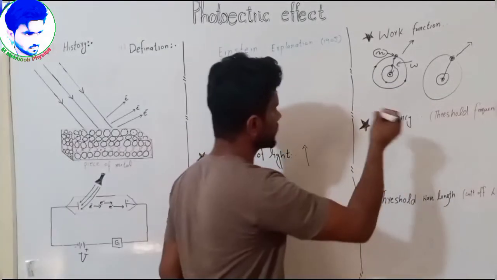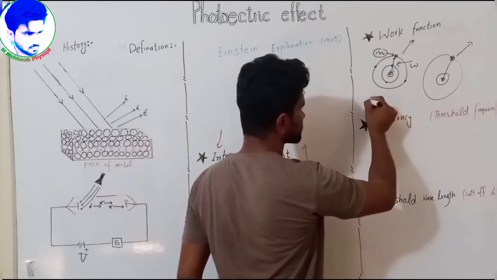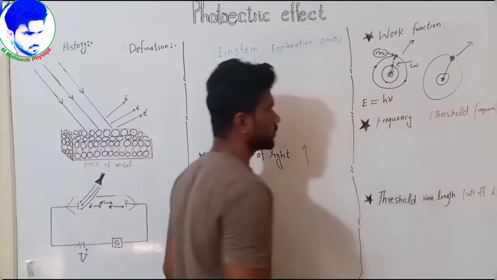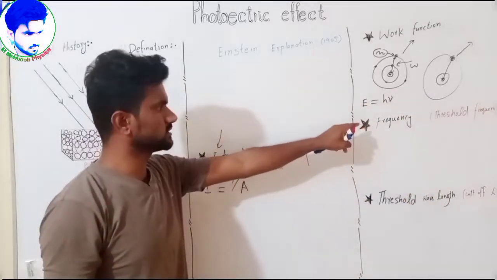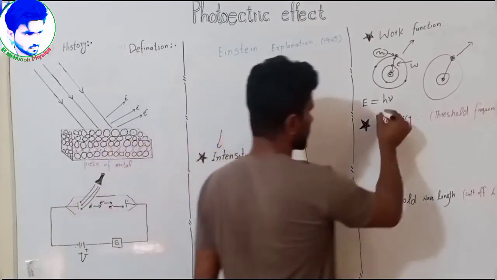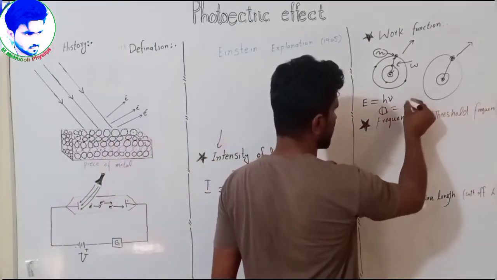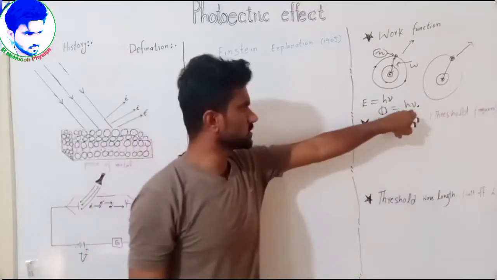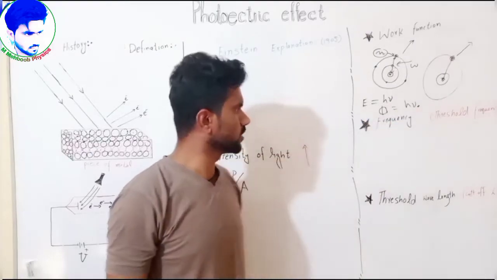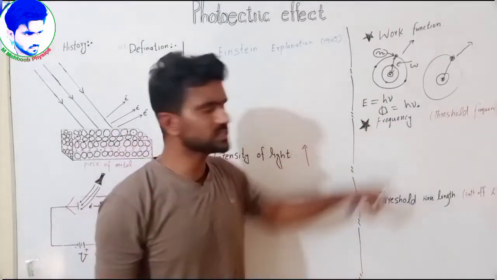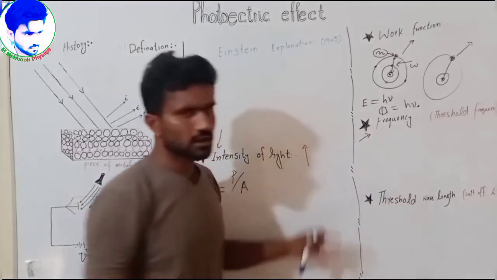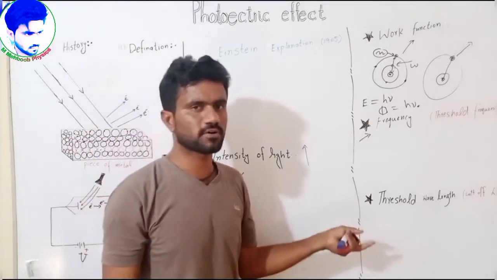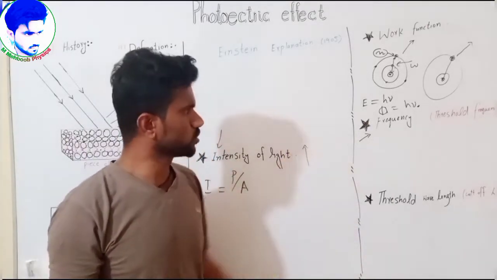Now comes the equation of the work function. E is equal to h nu. That is the equation that was given by Einstein. And we can also say that the work function will be equal to h into nu naught. Nu naught is the threshold frequency. What is the threshold frequency? Basically, threshold frequency can be defined as the value of the minimum frequency at which the phenomenon of the photoelectric effect can be performed. That's called the threshold frequency.